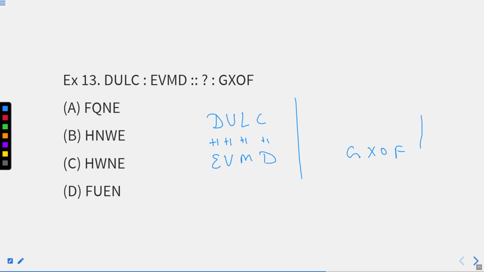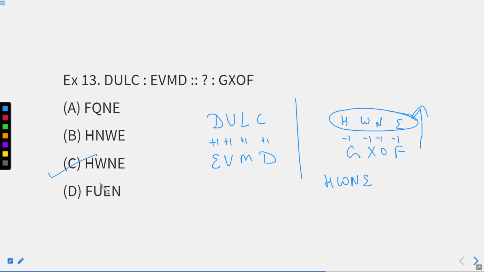We have to now get back. It means -1, -1, -1, -1 each. So before G, what comes? H, G, right? Before X, W, right? W, X. Before O, N, right? This is N. And before F, it is E. What is our answer? That is H, W, N, E. H, W, N, E. That is our option number C.